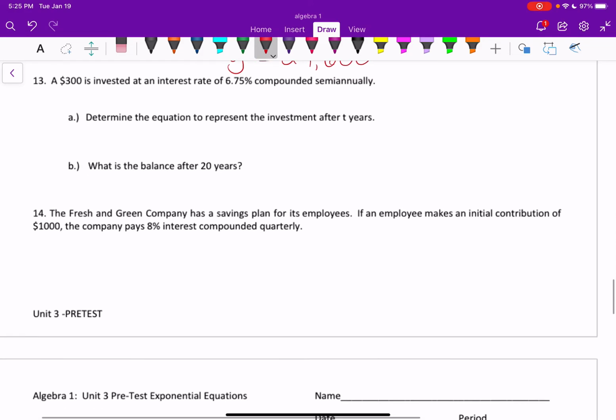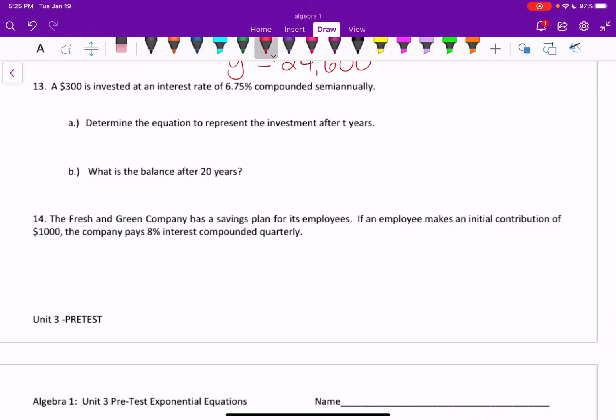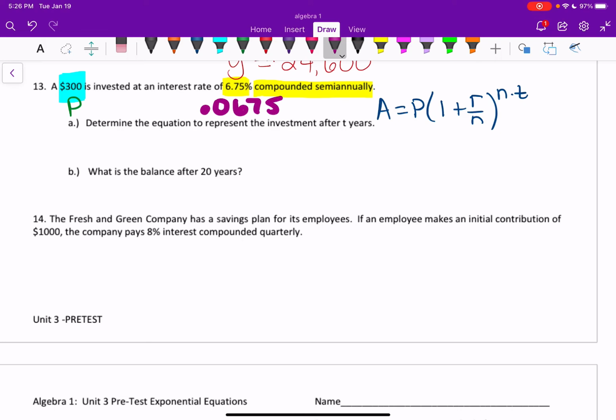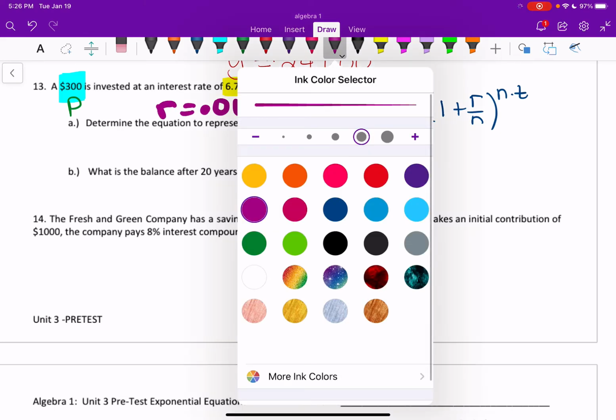Okay? Number 11 says a $300 investment is in an interest rate compounded semi-annually. As soon as you see compounded, we know we're talking about compound interest, which is the hardest one to do. It's not even Y equals, sorry. It's A equals P times 1 plus R over N, raised to N times T. So we know 300 was our original, so that's our P. Our interest rate is 6.75%, but we need to divide that by 100, so 0.0675 is our rate.